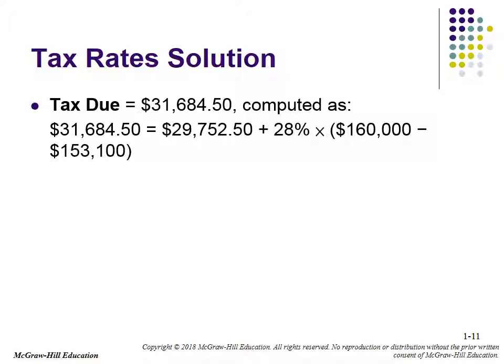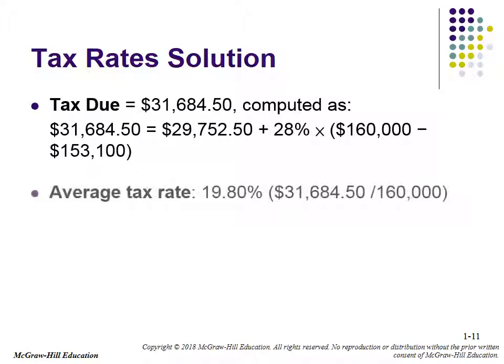Now, how much is their average tax rate? Take the amount of tax they owe, $31,684.50, that we just calculated, and divide it by their taxable income of $160,000.